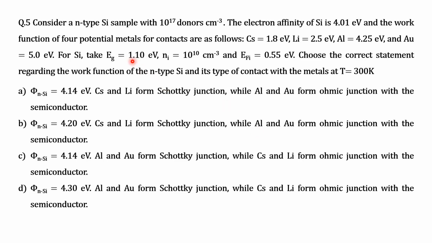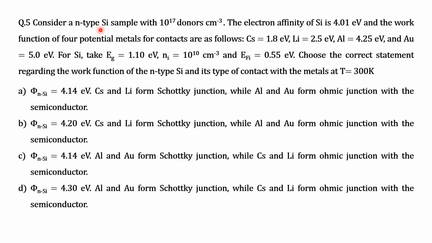For silicon, Eg value is given as 1.10 electron volt. Ni, that is the intrinsic carrier concentration, is 10 power 10 per centimeter cube, and EFi is 0.55 electron volt. Now we have to find the correct statement regarding the work function of the n-type and the type of contact with the metals at a temperature of 300 Kelvin.